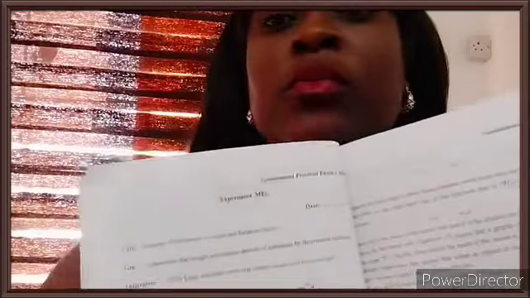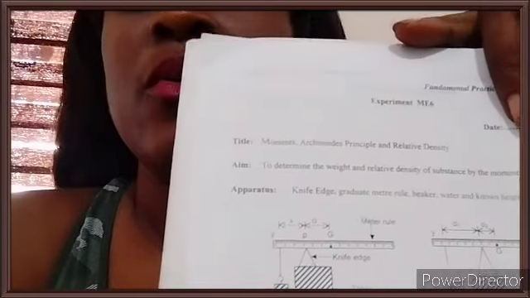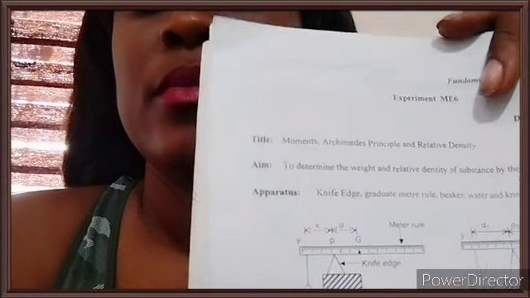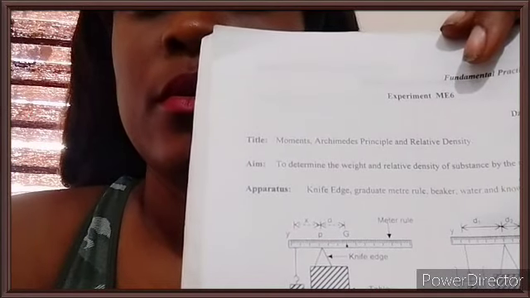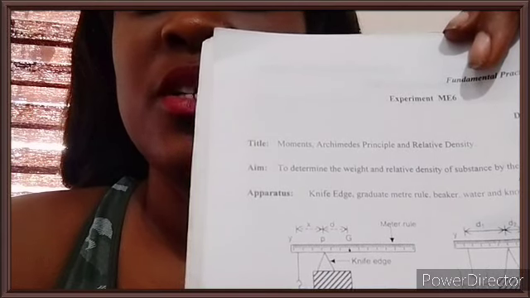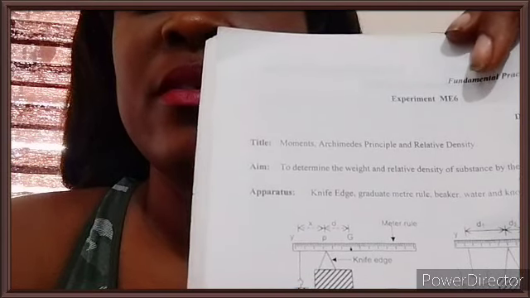Okay, so this is the book. This is the likely question you're going to find in the book, right? This is the likely question. The title is Momentum, Archimedes Principle and Relative Density.